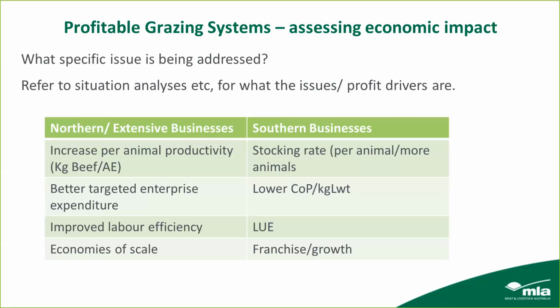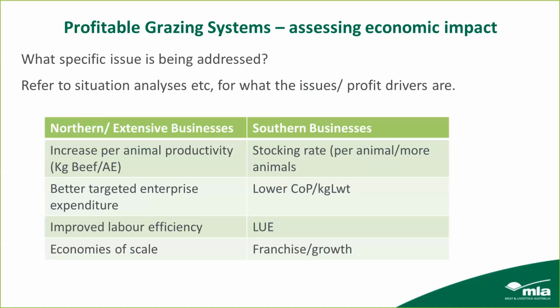Second one is lowering cost of production on a per kilogram of live weight basis, and I think, in terms of lowering cost of production, it's probably better described the way they have it in the north there, a better targeted enterprise expenditure. So there is a case to be made for increasing cost of production as red meat price increases to continue to improve profit, but again, there's a very strong link between lower cost of production and operating profit, and so cost of production kind of barrels up operating profit and risk to some extent.